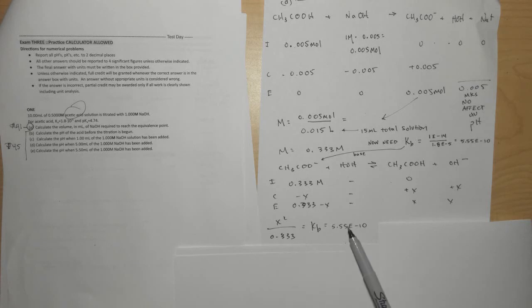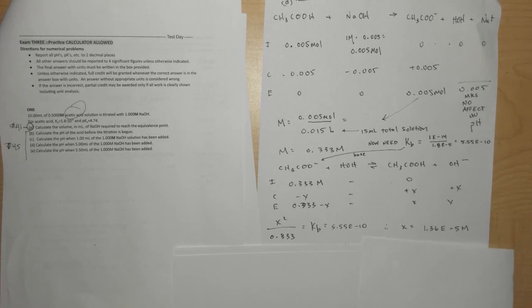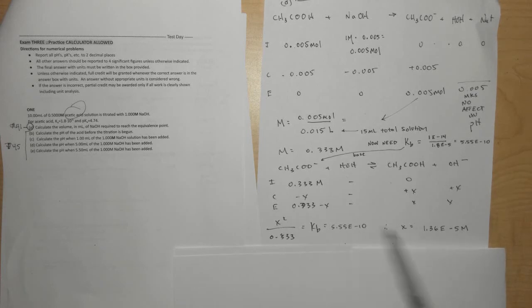Now, multiply both sides by 0.333, take the square root of those sides. I got x to be 1.36 times 10 to the negative fifth. Can I get a confirmation on that? To multiply this by 0.3333 and square root it to get 1.36 times 10 to the negative fifth? I got one confirmation on that.